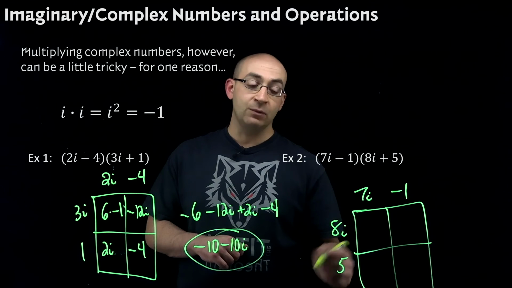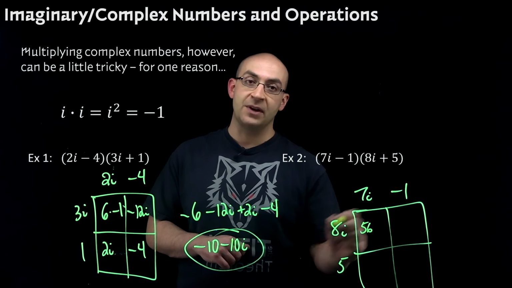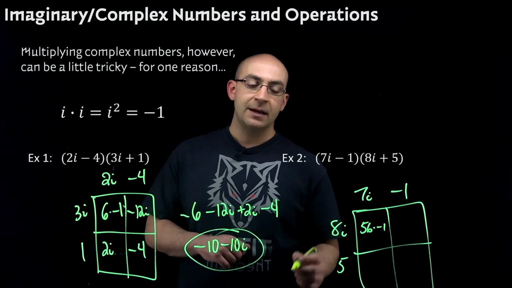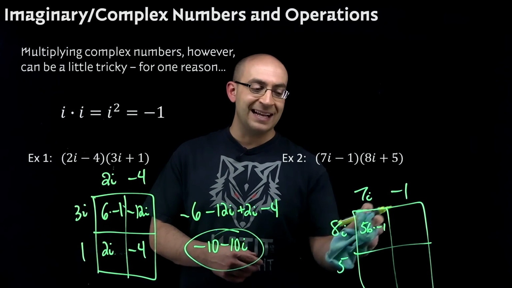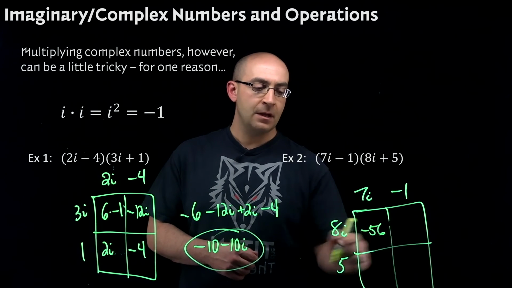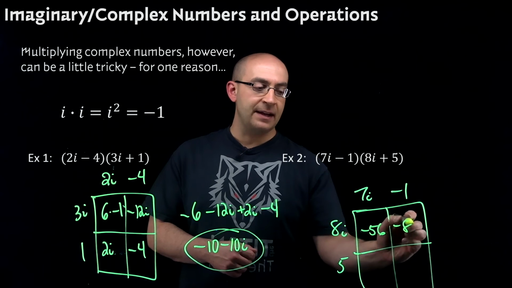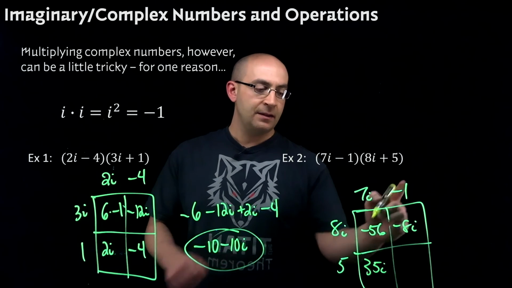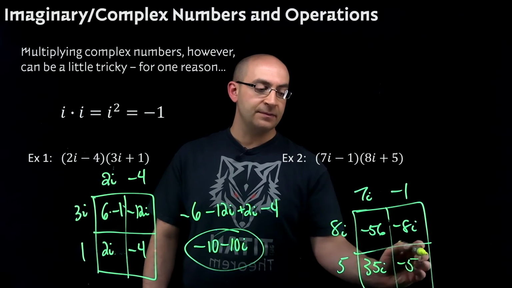8i and 7i. Well, we know that's going to be 56 when I multiply the numbers together. And i squared is going to be a negative 1. So this box in general is going to be a negative 56 here. 8i and negative 1 is negative 8i. 7i and 5 is 35i. And negative 1 and 5 is negative 5.